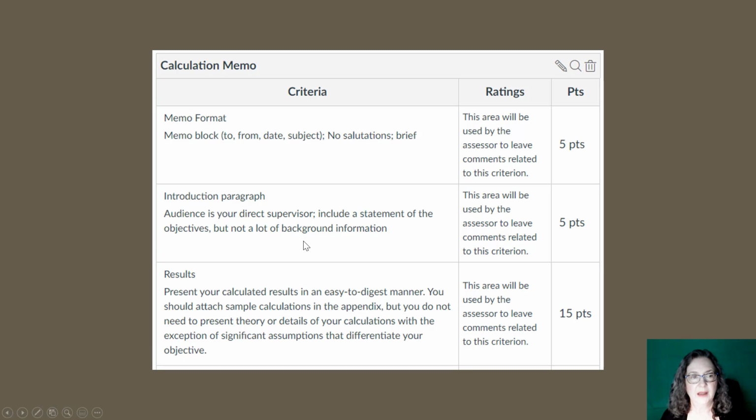Okay. So you're going to start with an introduction paragraph. Now remember, the audience is your supervisor. They asked you to do this, okay? So you need to give them a statement of what the objective was as a reminder, because they've got a lot of other things going on too, okay? But you don't need to give a lot of background information, okay? You don't need to go through the theory because they're in the trenches with you on this, okay? So you're just going to remind them of what it is that they had asked you to do.